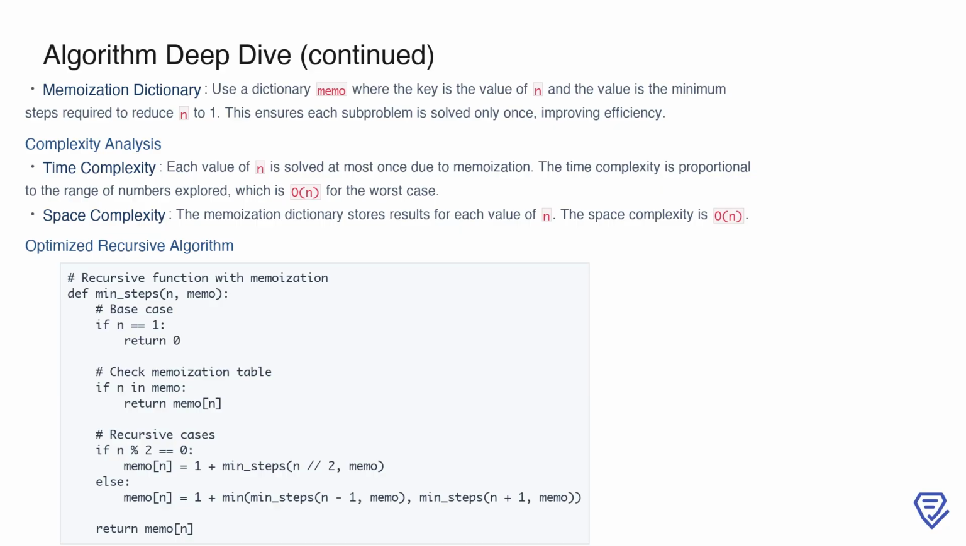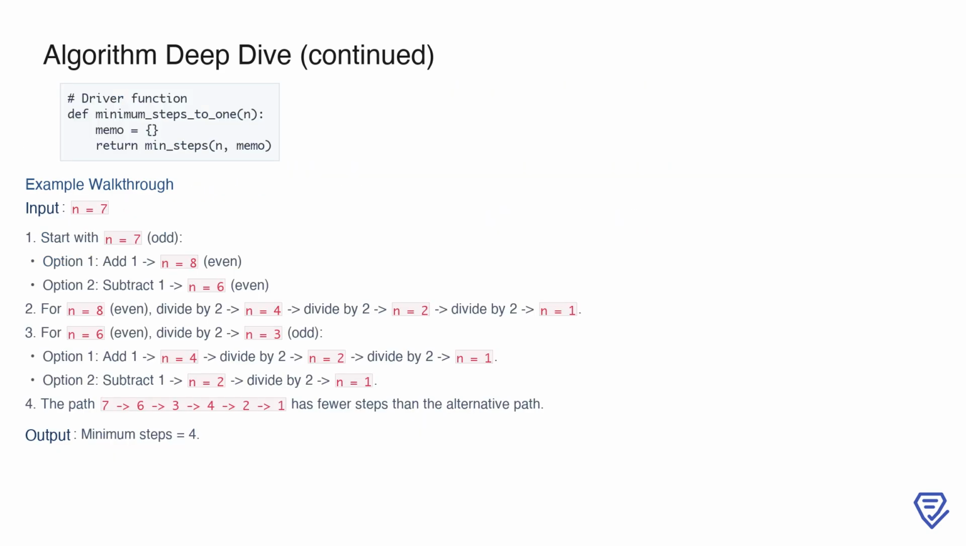The recursive function first checks the memoization dictionary to see if the result for n is already stored. If not, it computes the result based on whether n is even or odd, stores the result in the dictionary, and returns it. By combining recursion with memoization, we ensure that the solution is both correct and efficient. To use the recursive function, we define a driver function called minimum_steps_2_1, which initializes the memoization dictionary and calls the recursive function.